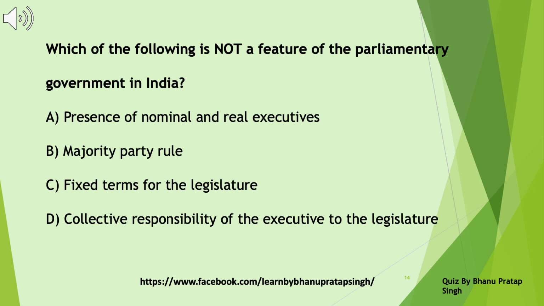Which of the following is not a feature of the parliamentary government in India? A. Presence of nominal and real executives. B. Majority party rule. C. Fixed terms for the legislature. D. Collective responsibility of the executive to the legislature. Choose the correct answer. Answer C. Fixed terms for the legislature.